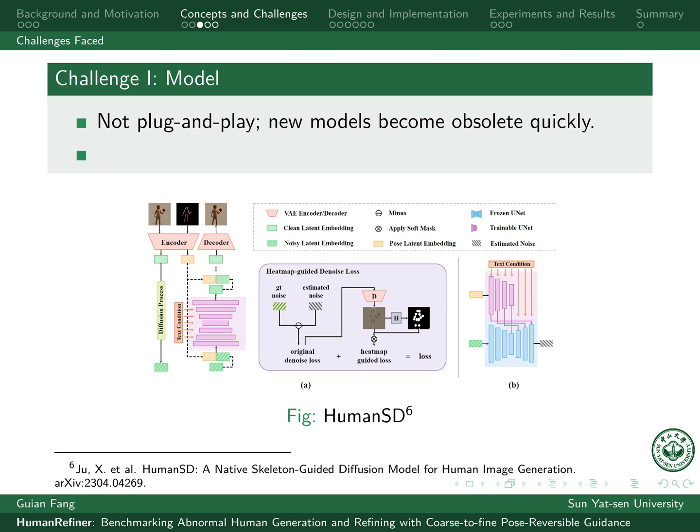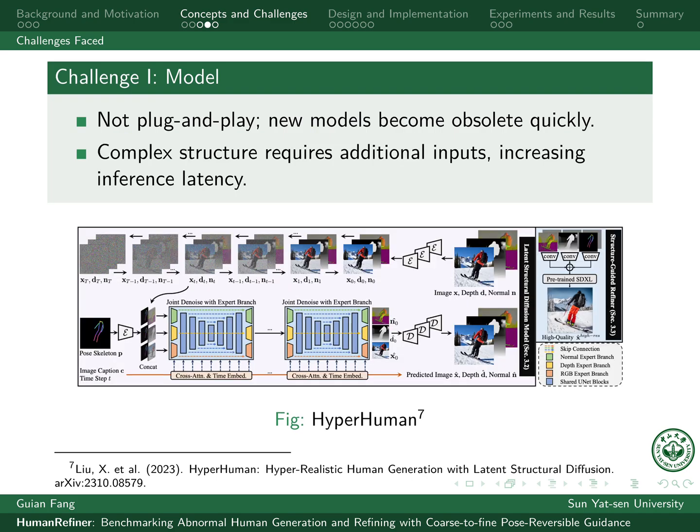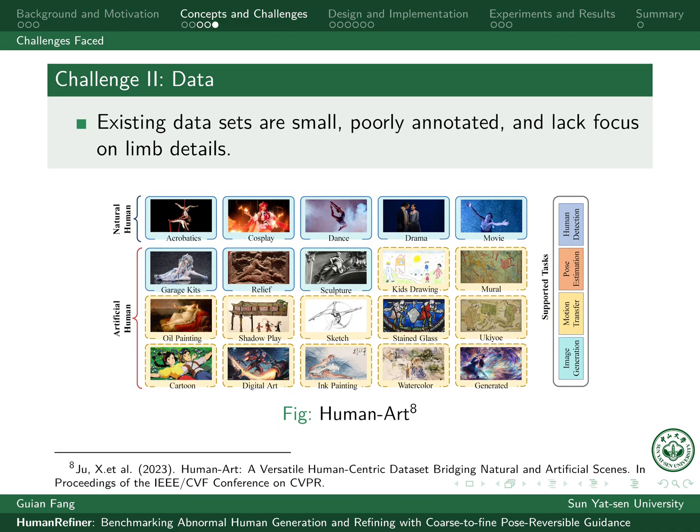First, models like HumanSD are built on SD 1.5, meaning that once new models are released, they become obsolete and cannot be used interchangeably. Additionally, many human generation models, such as Hyperhuman, require extra inputs, increasing the complexity of the structure and inference time. A core issue is that existing datasets lack annotations for detailed limb features. Shown here is one of the most related works from CVPR, but it has a relatively small dataset and focuses only on real human images.